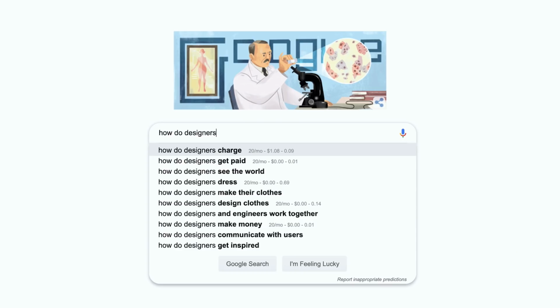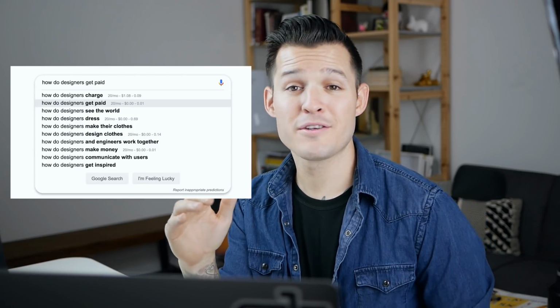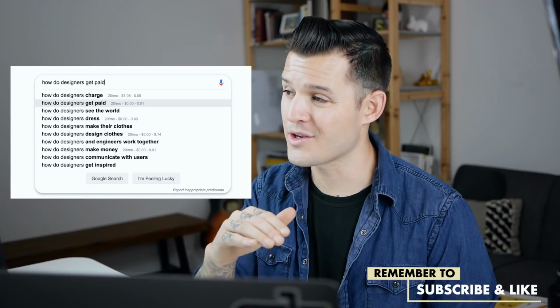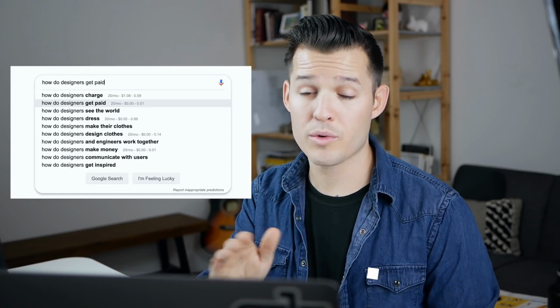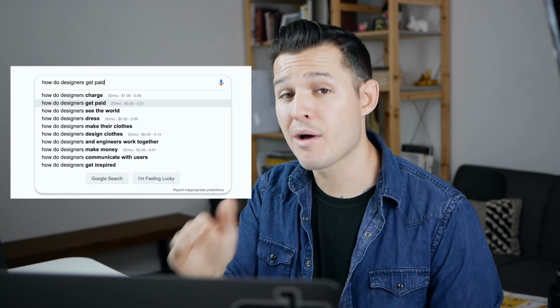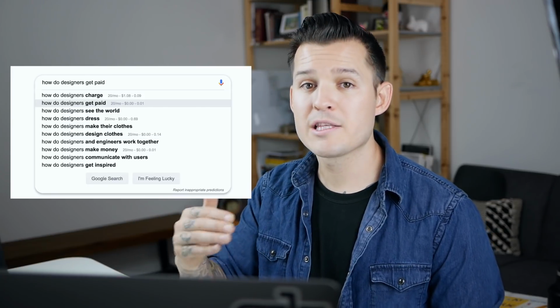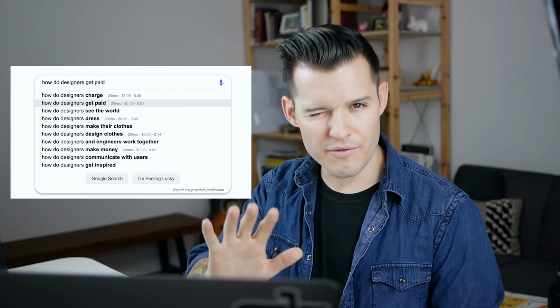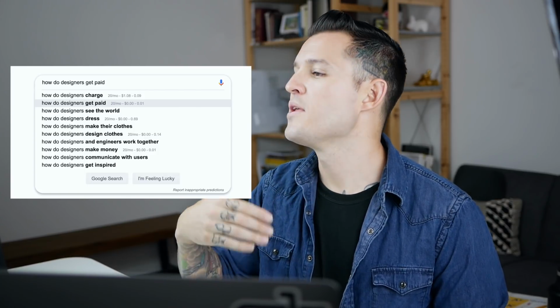Okay, cool. How do designers get paid? That's a really good question. Well, first off, designers should always be getting paid a deposit before they do any work. So I never start any kind of work without getting at least a 50% deposit up front. That lets me know that the client is serious and that I'm not going to get ripped off. So first off, you should get a deposit up front.